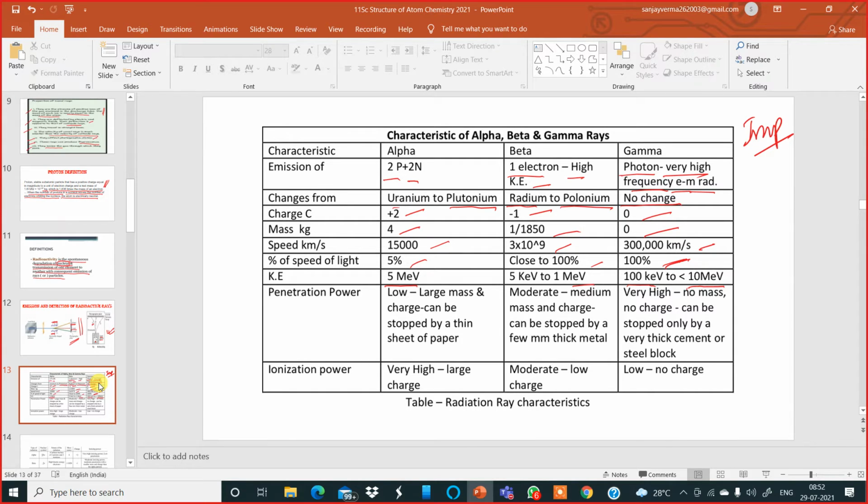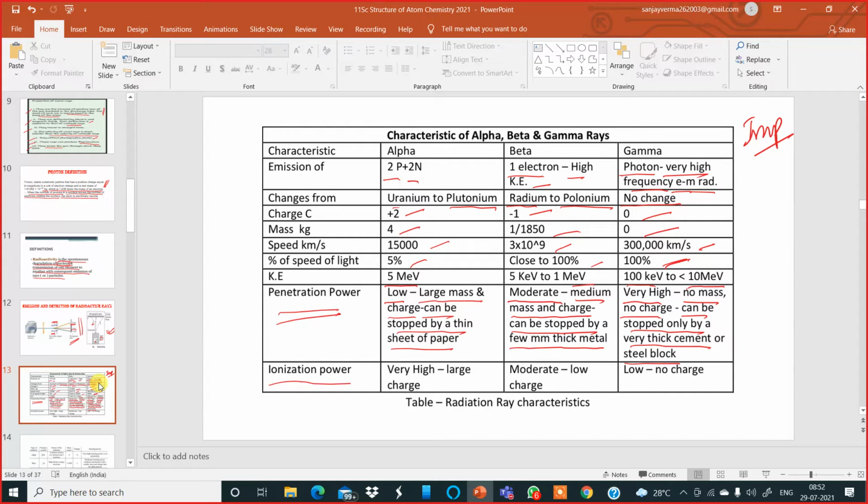Penetration power becomes important. Alpha particles have low penetration power. Large mass and charge, they can be stopped by a thin sheet of paper. We can use paper to stop alpha particles. Beta particles have slightly higher penetrating power, which is moderate. Medium mass and charge, they can be stopped by a few millimeter thick metal. Gamma particles have high penetrating power. No mass, no charge, they can be stopped only by very thick cement or a steel block. So you can imagine the penetrating power of alpha, beta, and gamma particles.